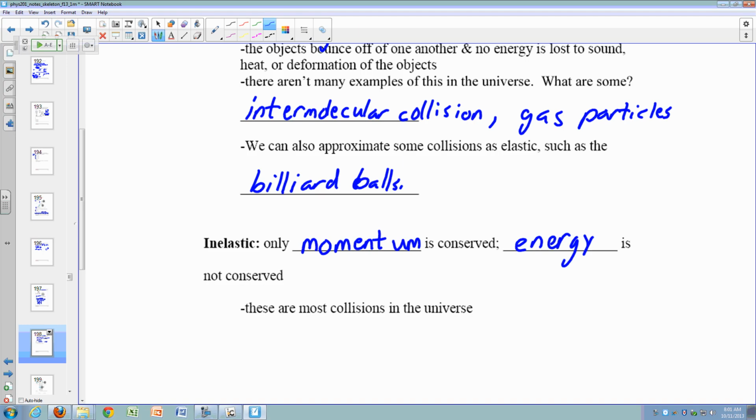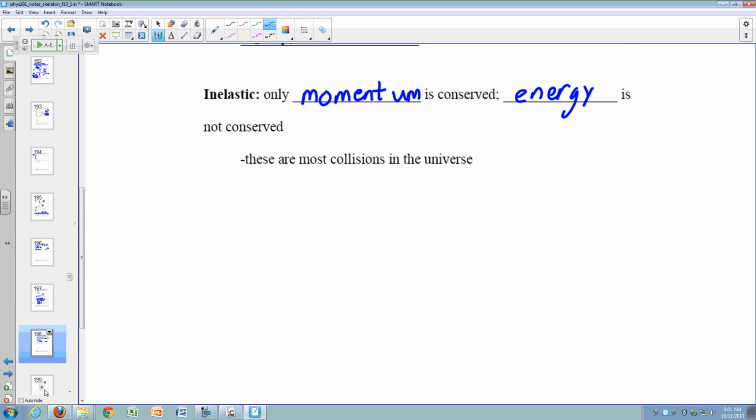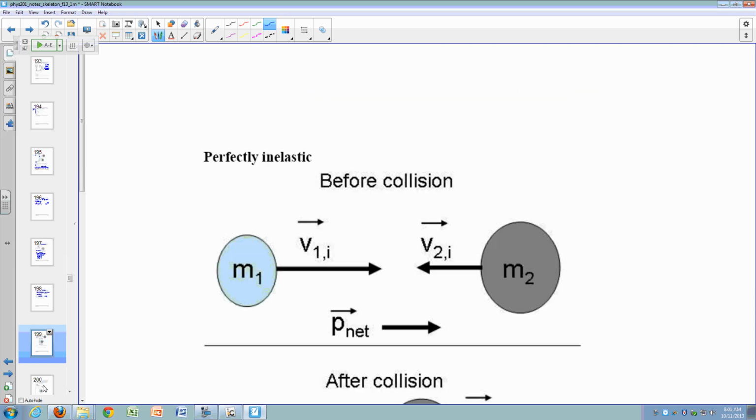But momentum is conserved in every collision that has ever been or ever will be. All right. There's a subclass of inelastic collisions called perfectly inelastic. You don't really need to know that it's called perfectly inelastic. I won't quiz you on it. But it's just a collision where you have two particles, and after they collide, they stick together. And so they move away with the same velocity.